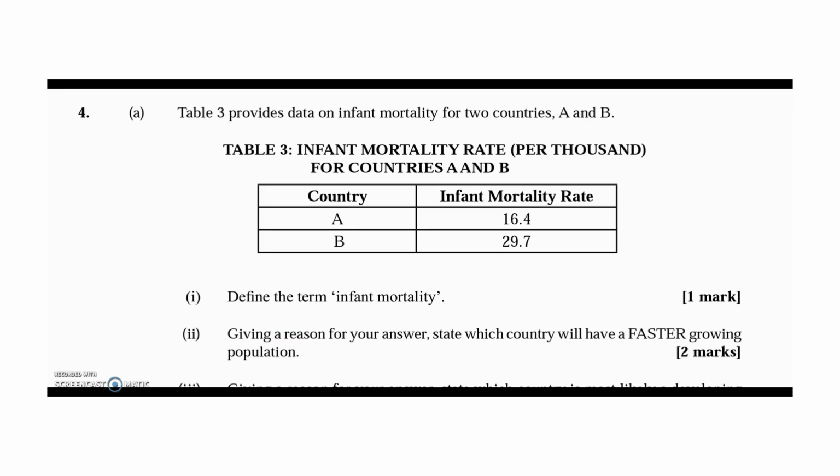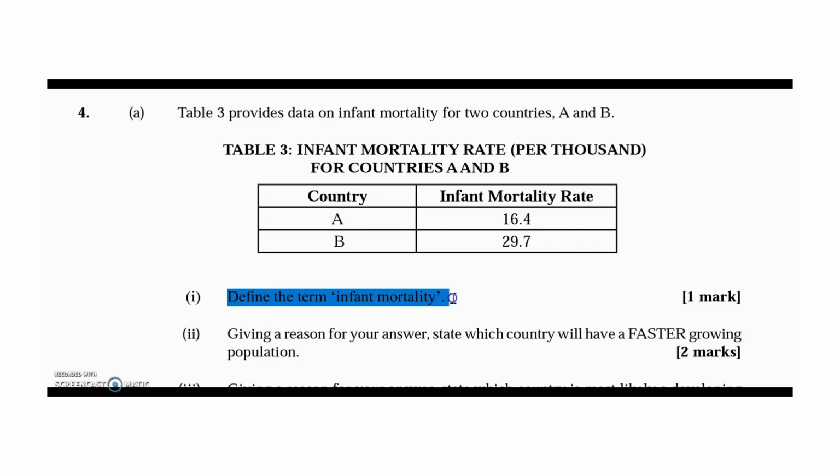All right, question 4 quickly. Everybody, I want you to pay attention to table 3. Look at table 3 for approximately 1 minute or maybe 2. Table 3 provides the data on infant mortality for 2 countries. We have country A and we have country B. We have the infant mortality rate at 16.4 and 29.7 respectively.